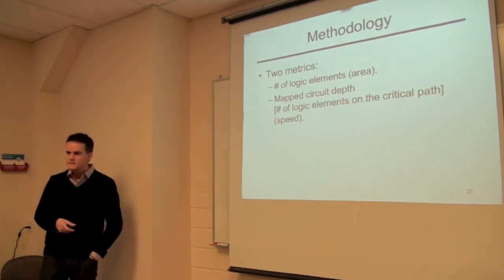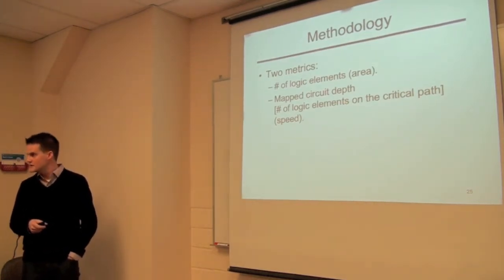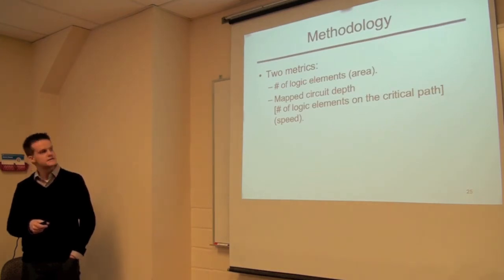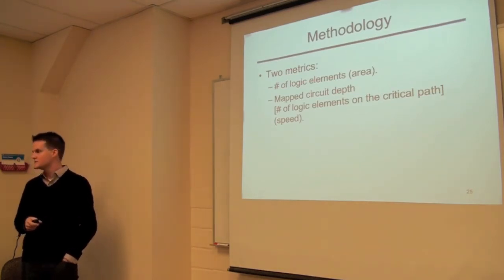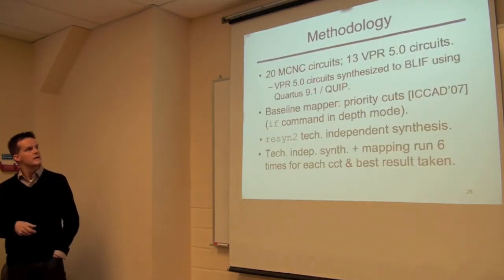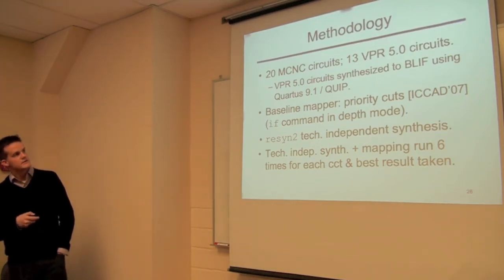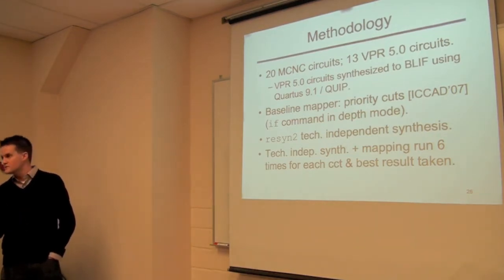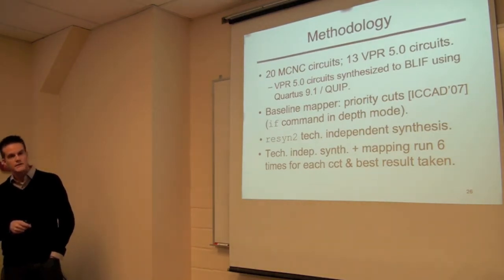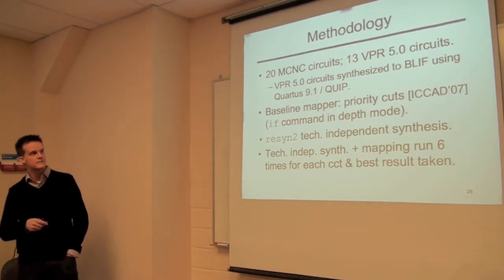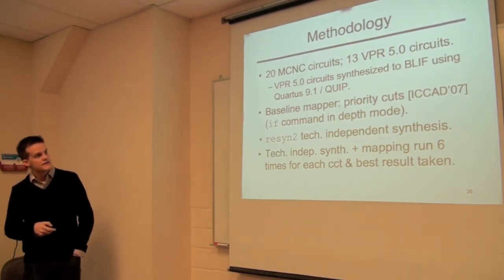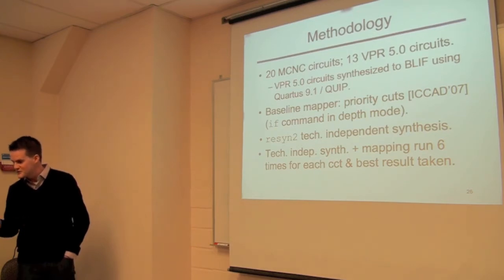For methodology experiments, we looked at two metrics: the number of logic elements needed to map circuits, as well as the mapped circuit depth, the number of logic elements on the critical path, which is a proxy for speed. We use the usual MCNC20 circuits, but we also use the 13 VPR5 circuits. For those VPR5 circuits, we needed to get them into BLIF because we need to push them to ABC, so we synthesized them with Quartus and used QUIP to dump BLIF after the technology independent optimization. So that logic is pre-synthesized with Altera with technology independent optimization.